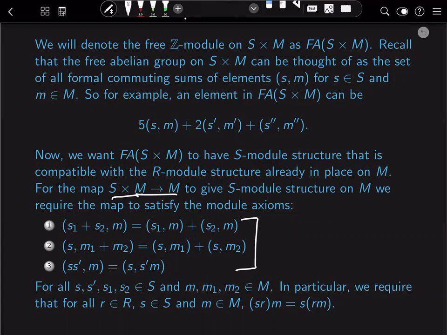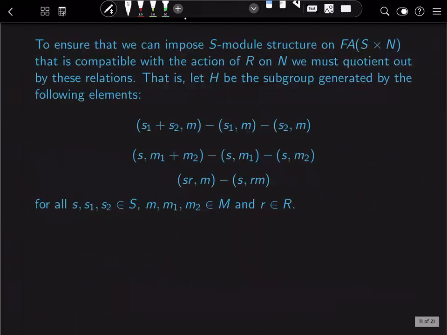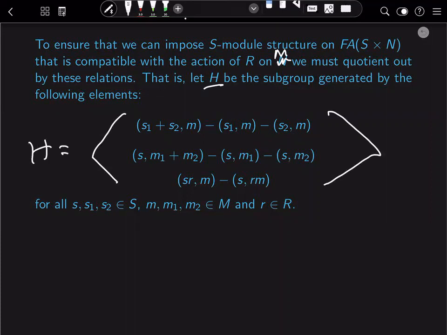Essentially what we're doing is looking at the subgroup generated by these kinds of relations, and we're going to mod out our free abelian group by this subgroup. So to ensure that we can impose S module structure on the free abelian group that's compatible with the action of R on M, we are going to quotient out by these relations. So we're going to let H be the subgroup generated by the following elements. We are going to generate a subgroup of the free abelian group by these elements.